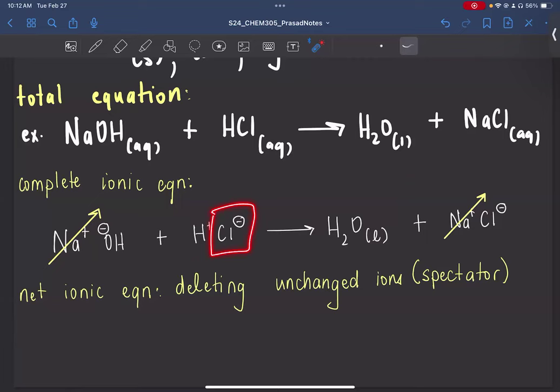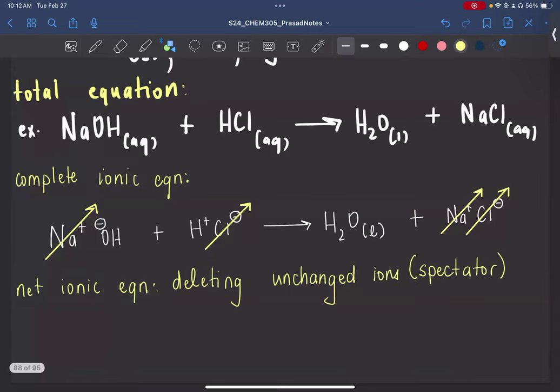Finally, we have chlorine. Chlorine on the left-hand side is charged and it's aqueous. On the right-hand side, it is charged and aqueous. It is a spectator ion and is deleted. Now that we've deleted the spectator ions, the net ionic equation is simply OH minus plus H plus to give you H2O.